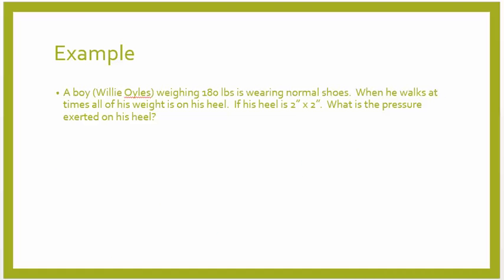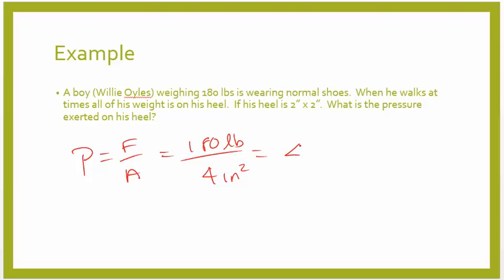Okay, we've got a boy, Willie Oils, weighing 180 pounds, wearing normal shoes. When he walks, at times all of his weight is on his heel. If his heel is 2 inches by 2 inches, what is the pressure exerted on his heel? Well, again, pressure is force over area. His force is his weight, 180 pounds. The area is 4 square inches. So it's 180 divided by 4, which gives us 45 pounds per square inch of pressure.